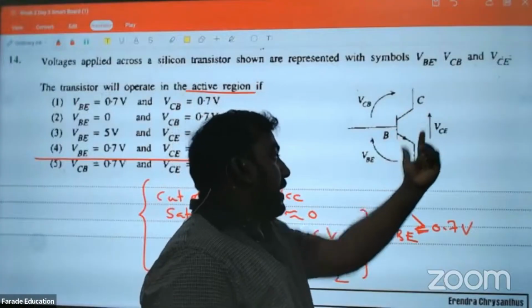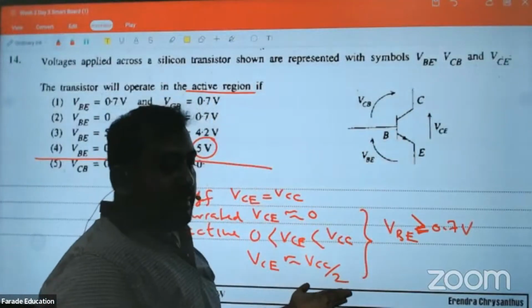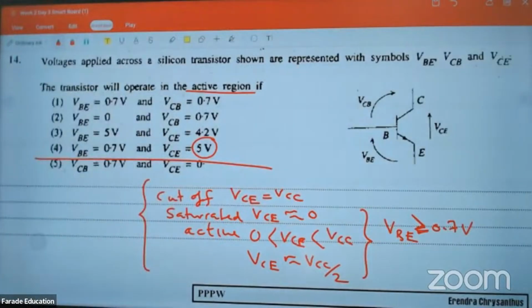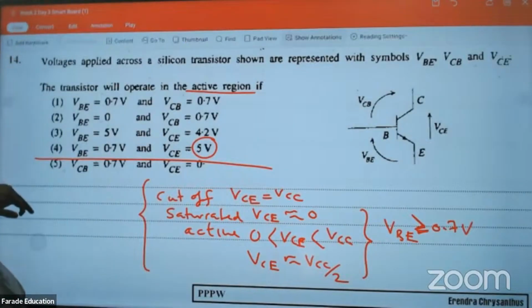And VCE should be approximately VCC divided by 2. Okay, no?